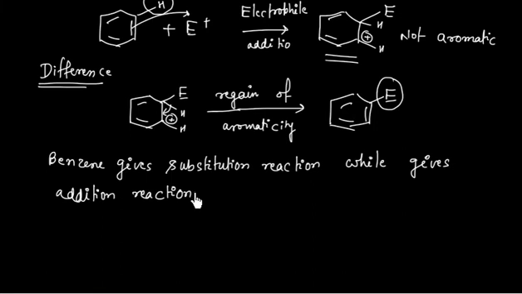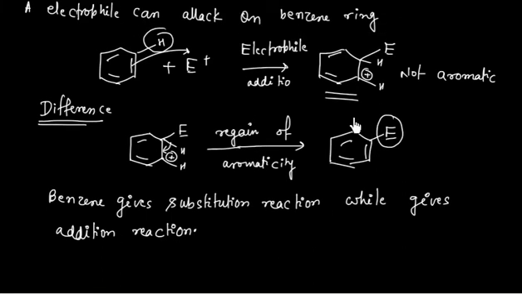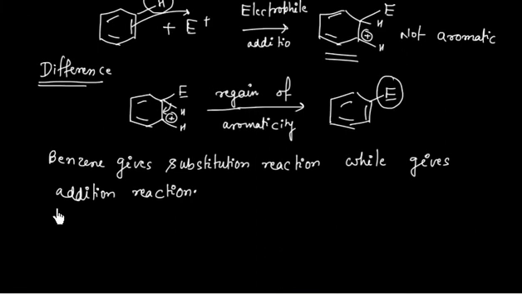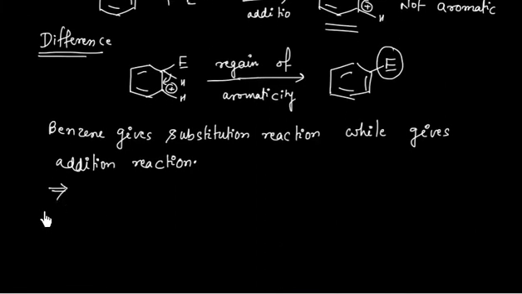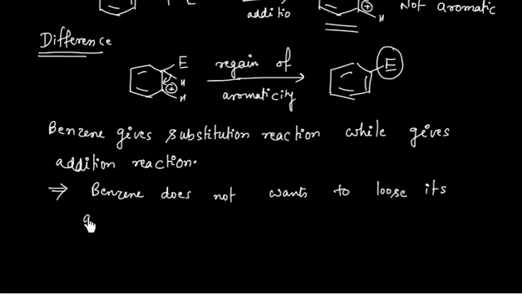And why is this different? This difference arises because benzene wants to be aromatic. This is because benzene does not want to lose its aromaticity. And that's why we have a substitution product.